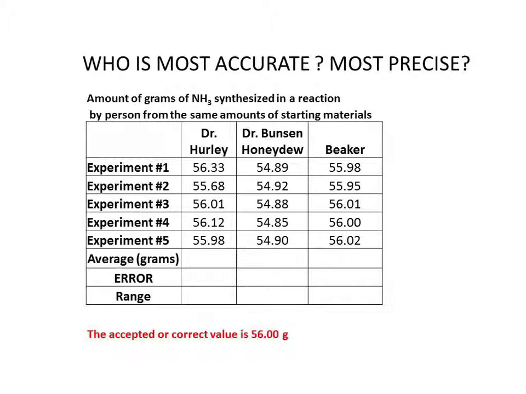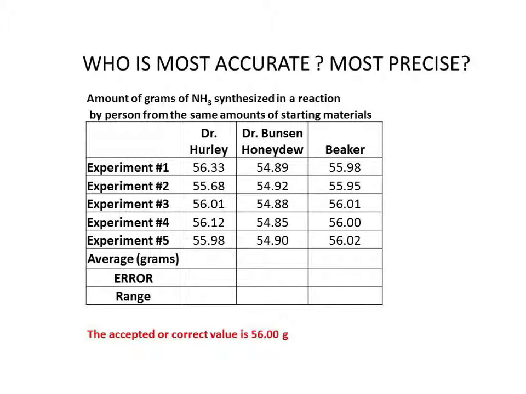So our last task in this video tutorial is for you to now bring together all that you've learned in the last 15 minutes and apply that and finish this table here and determine which of the scientists has the most accurate and precise data. And it's based on a process where we're going to be synthesizing ammonia during a chemical reaction, and then we've measured the ammonia made, and we're going to compare that to what we expect is the accepted or correct value.